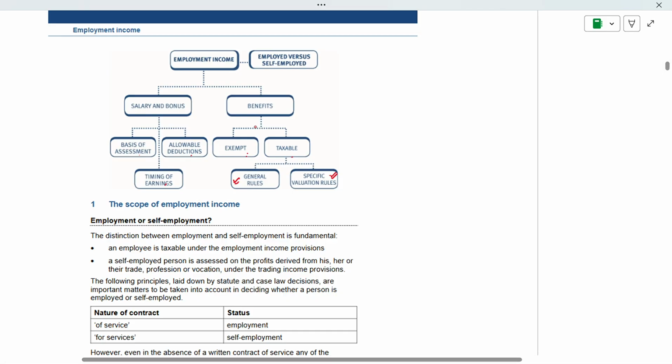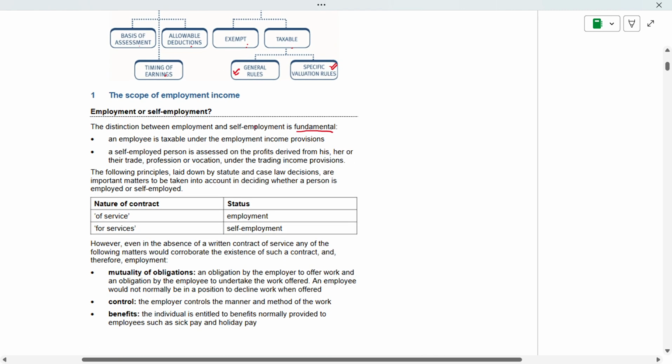Now, what is the scope of employment? The distinction between employment and self-employment is fundamental. An employee is taxable under employment income provisions. A self-employed person is assessed on the profits derived from his or her trade. Self-employment is based on profits, profession, vocation, under trading income. This is the fundamental: it is from employment income, or it is from the profits.